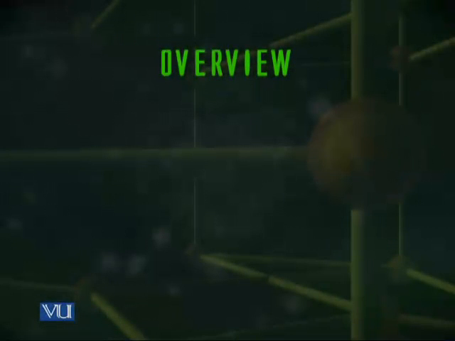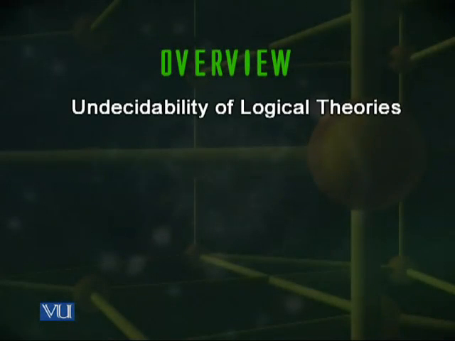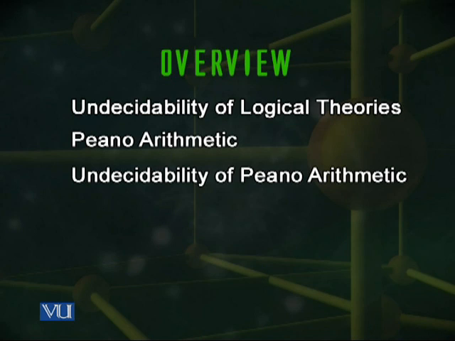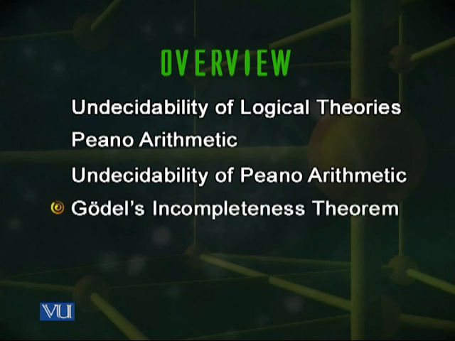Let's look at the overview of today's lecture. We will today discuss the undecidability of logical theories. In particular, we will first define Peano arithmetic and then show that statements in Peano arithmetic cannot be decided by Turing machines. The last part of this lecture is going to be a proof of Gödel's incompleteness theorem.